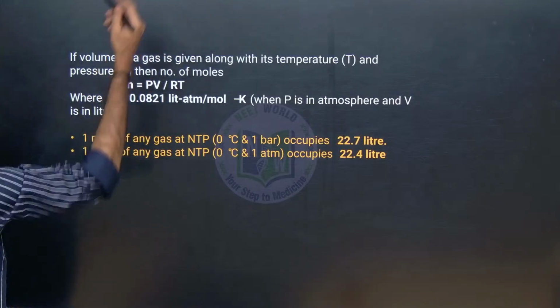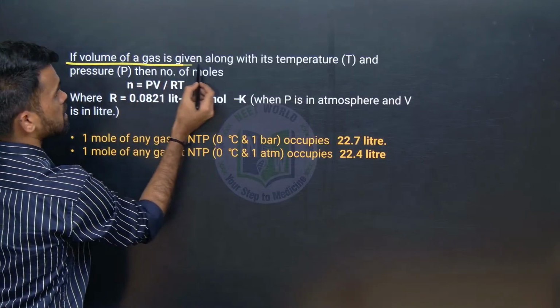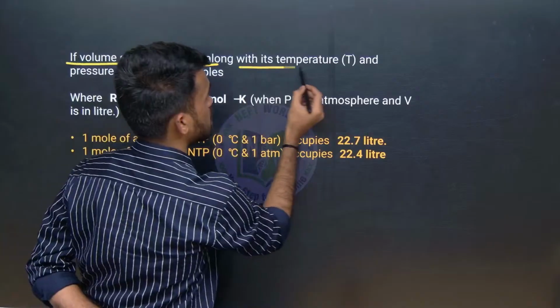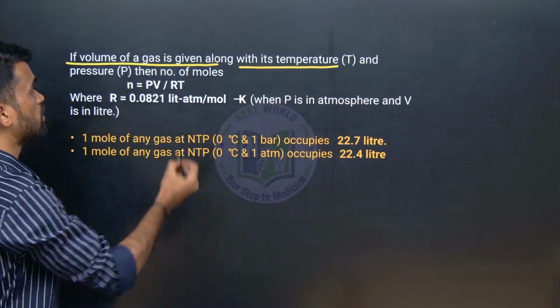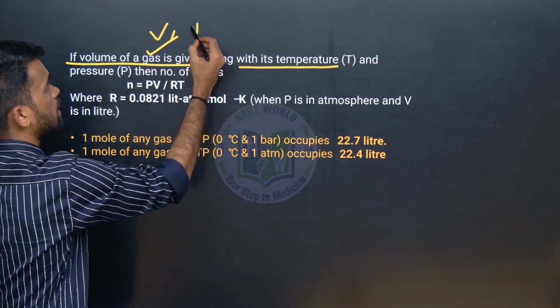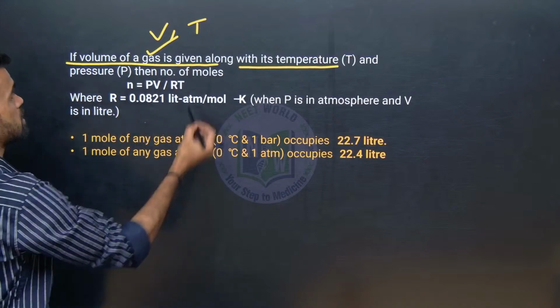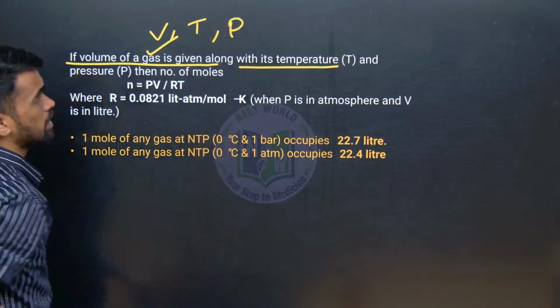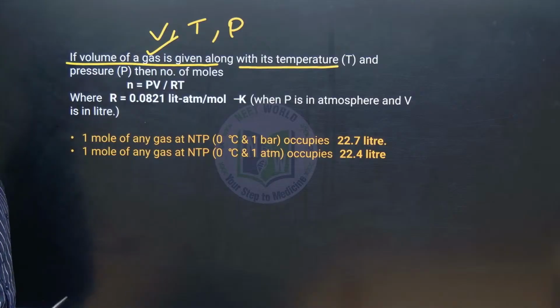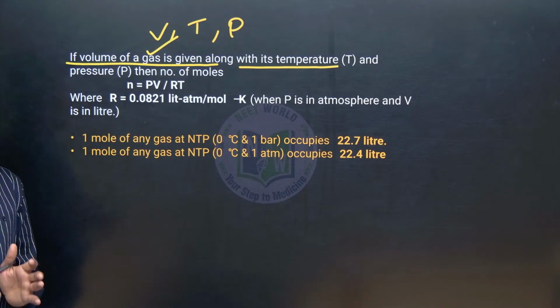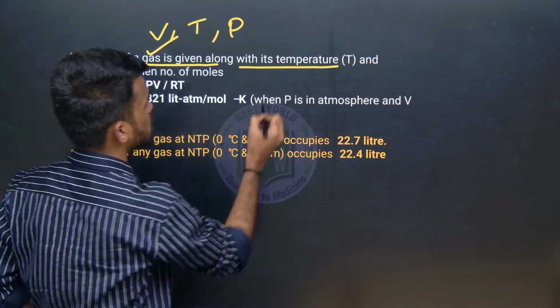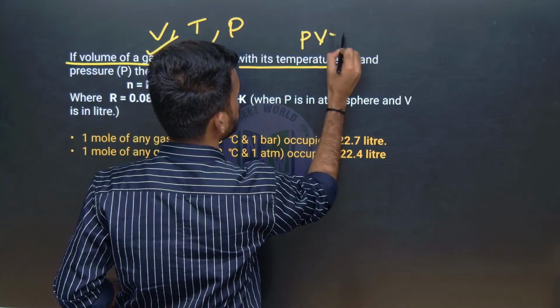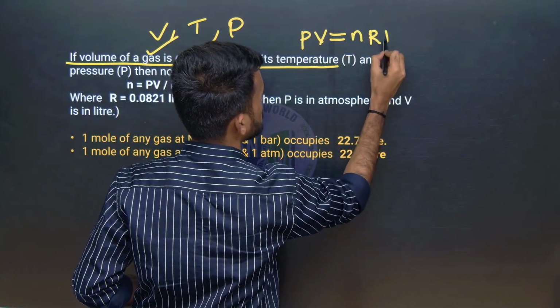Here see, if volume of gas is given along with its temperature, V is given and temperature is also given and pressure also given as P, then how can we find number of moles? So we have something called the ideal gas equation. What is that ideal gas equation? PV equals nRT. This is what we know.